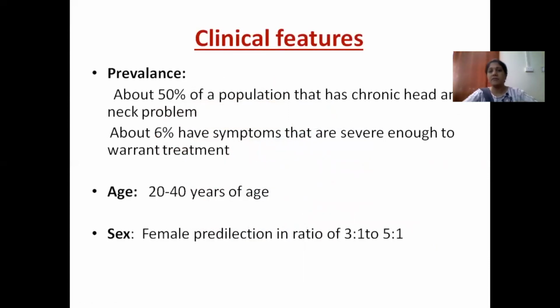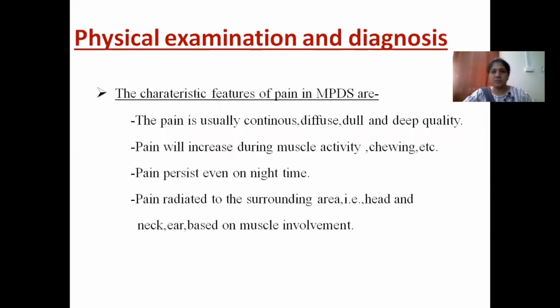What are the different clinical features? Patients of an age group 20 to 40 are more prone, plus females have more predilection as compared to men. About 50% of the population had chronic head and neck problems, but only 6% need the treatment because of severe symptoms.